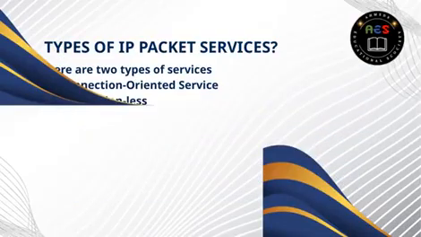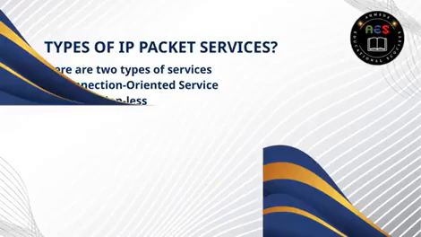Now let's talk about the types of IP packet services. There are two main categories: connection-oriented service and connectionless service. Connection-oriented service is like making a phone call. There's a setup phase, a dedicated path for the duration of the communication, and then a teardown when you're done. It ensures reliable delivery, ordered packets, and error checking.